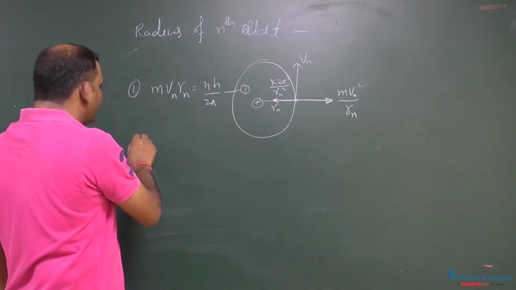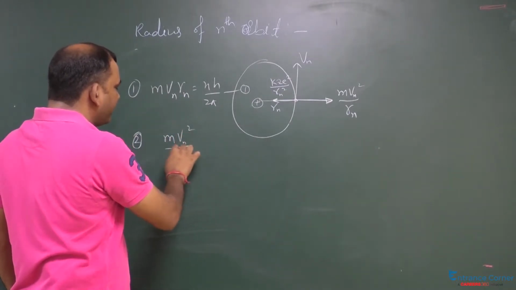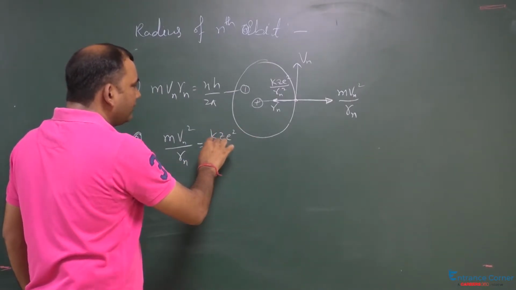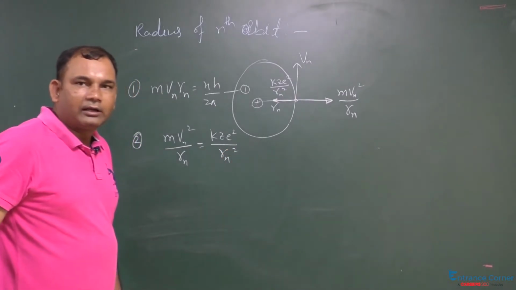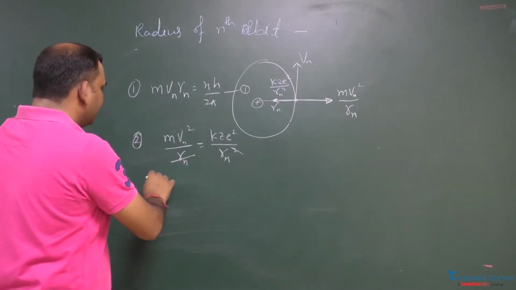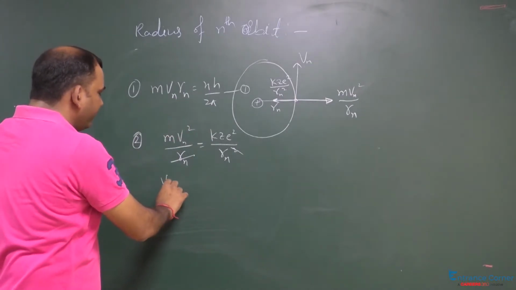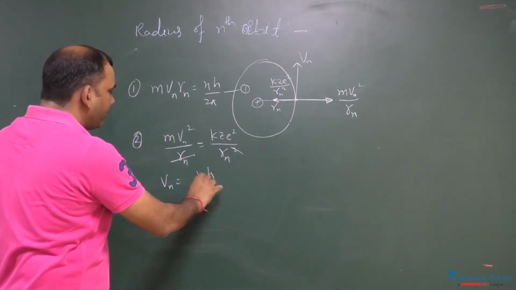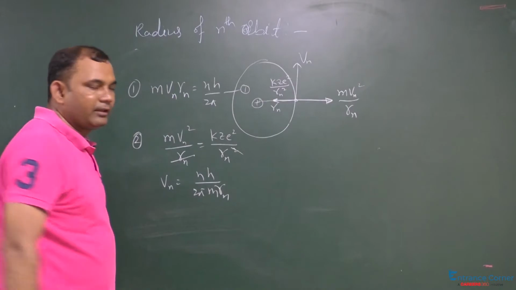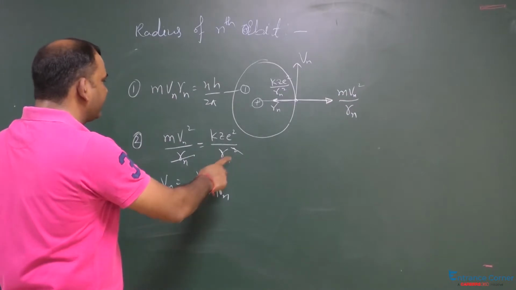Now, equate these two forces, so we can say that m vn square by rn must be equal to k Z e square by rn square. Now, rn will be cancelled out from there and we can calculate the value of Vn from the first equation. What is the value of Vn? Vn is equal to nh upon 2 pi m rn. That is the value of Vn, and we put this value in equation number 2.